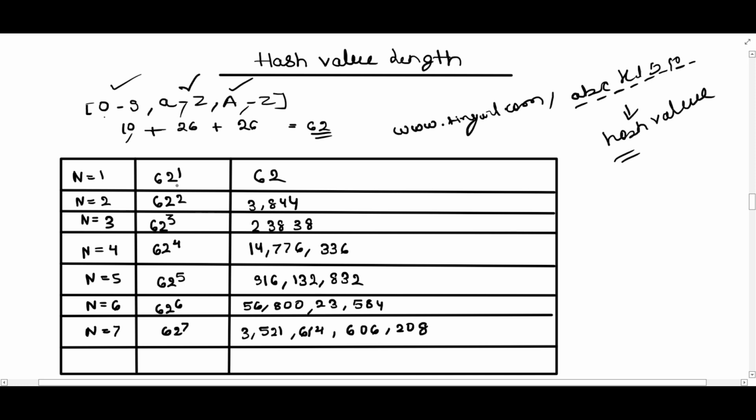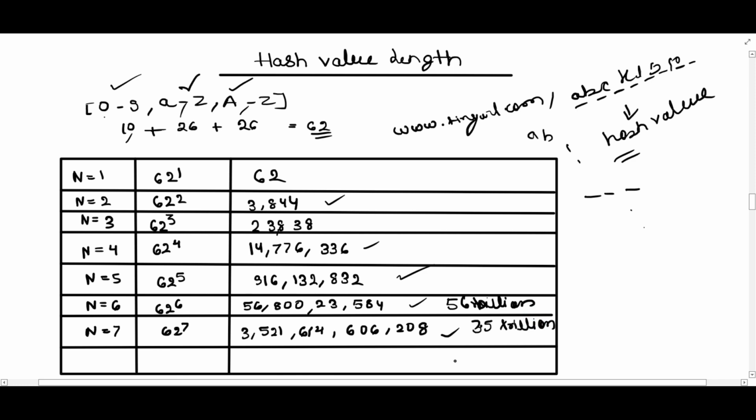Suppose n is 1, then we can create only 62 combinations: 1, a, b, c, d, like these 62 combinations. If n is 2, that is 62 to the power 2, we can create 3844 combinations. If n is 3, meaning we use 3 characters, it comes to around 238,328 combinations. Then n equal to 4, 5 and 6 give these values. When n is 6, it is 56 billion, and when n is 7, it is about 3.5 trillion combinations.